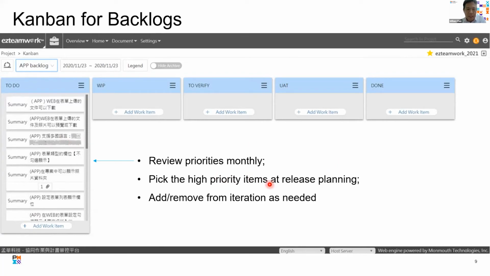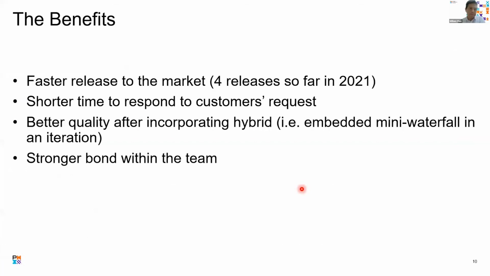But here, they're only candidates, because we still add or remove or shift the priorities as needed. So that's why we can never announce to the public what we are going to deliver to you 3 months from now or 3 weeks from now. We only say they are candidates. That's all we say to the customers.